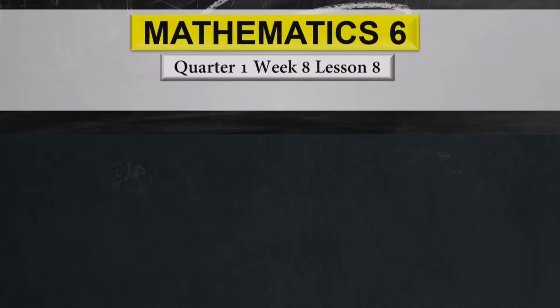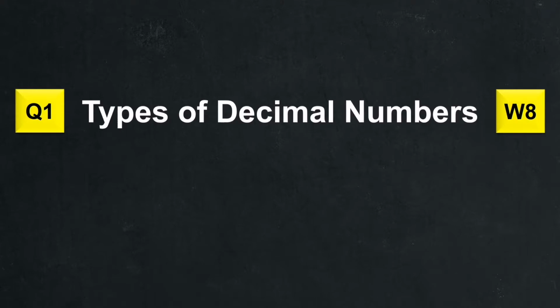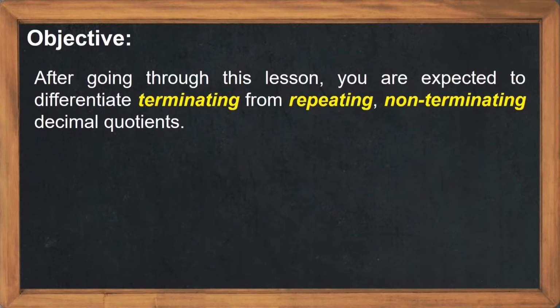So for this week's lesson, we have types of decimal numbers. After going through this lesson, you are expected to differentiate terminating from repeating, non-terminating decimal quotients.